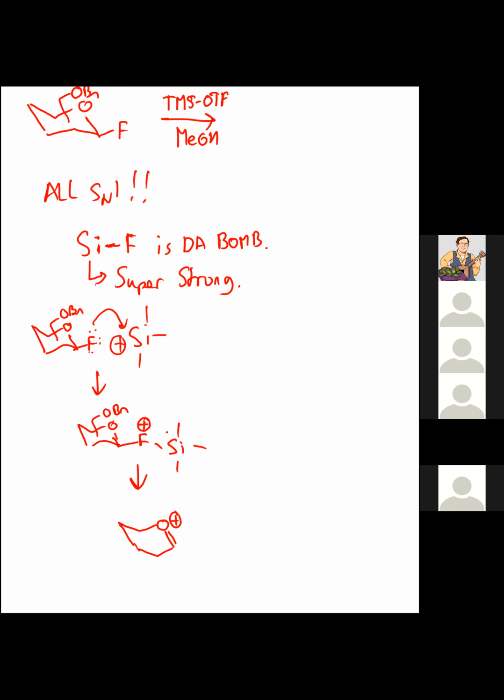So let's get rid of it. Solve that problem. We can all breathe easy, and the silicon is really, really happy because it's got fluorine. And we have an oxocarbenium. And now it does everything an oxocarbenium is expected to do. So again, if we did this in CH2Cl2, we would get a 2-to-1 mixture of alpha to beta.